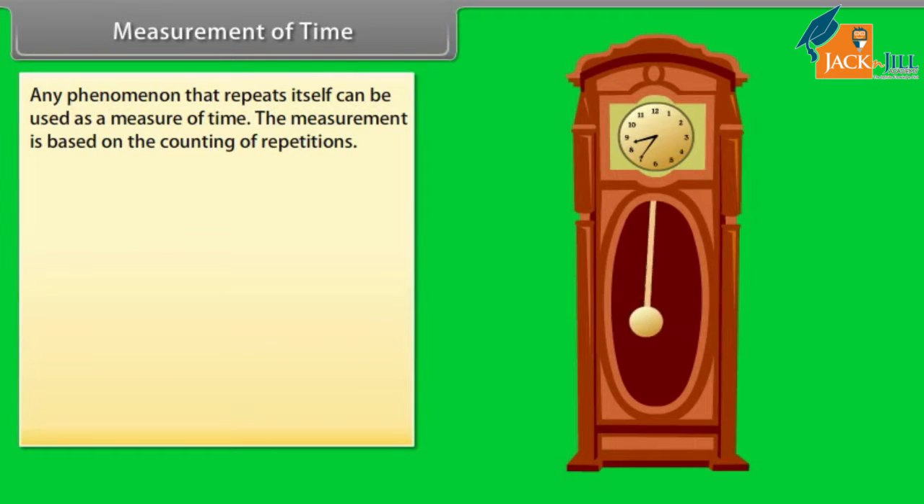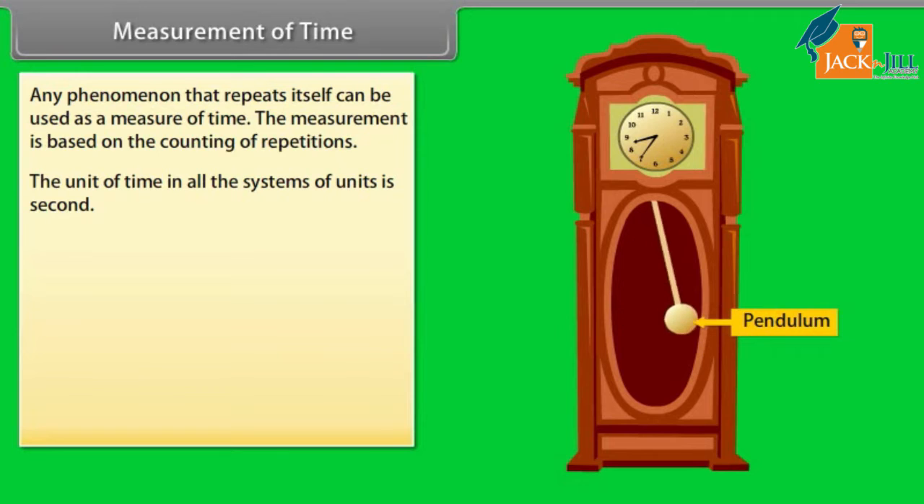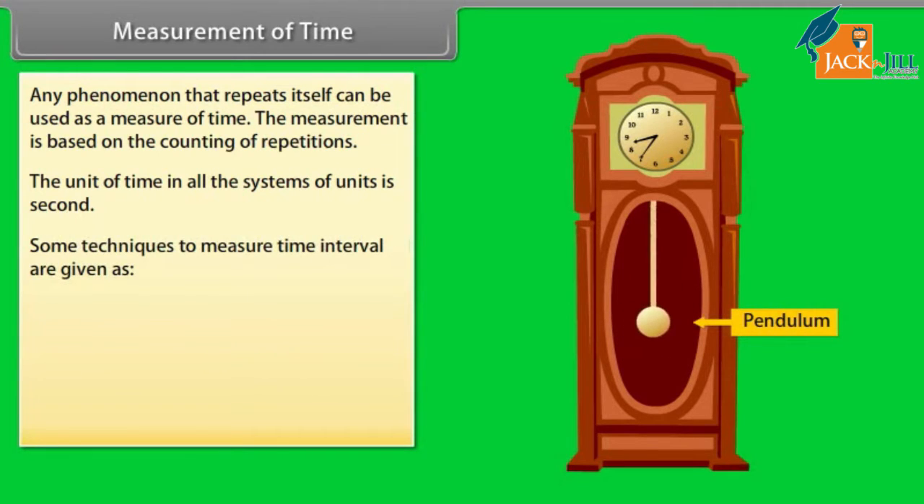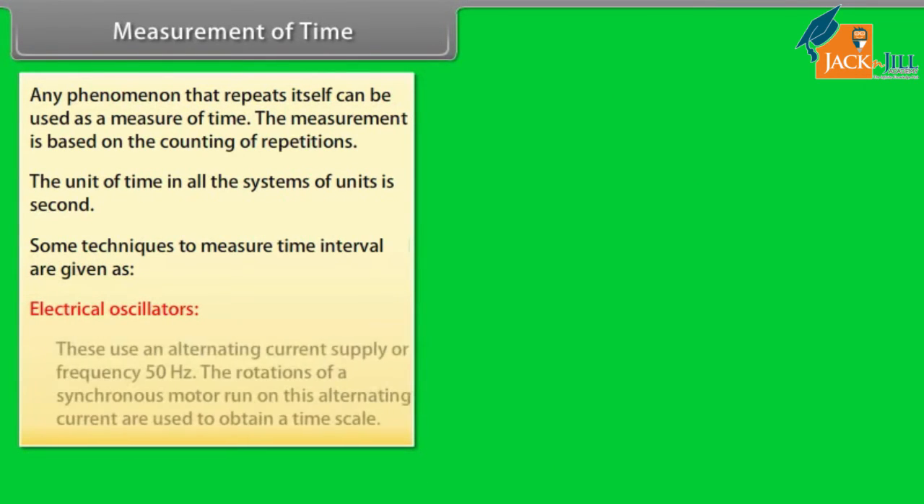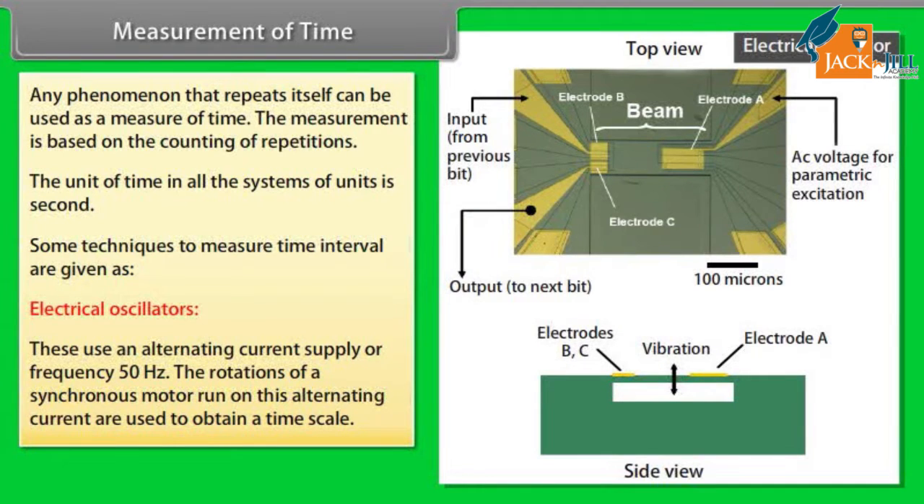Measurement of time. Any phenomenon that repeats itself can be used as a measure of time. The measurement is based on the counting of repetitions. The unit of time in all the systems of units is second. Some techniques to measure time interval are given. Electrical oscillators use an alternating current supply of frequency 50 Hz. The rotations of a synchronous motor run on this alternating current are used to obtain a time scale.